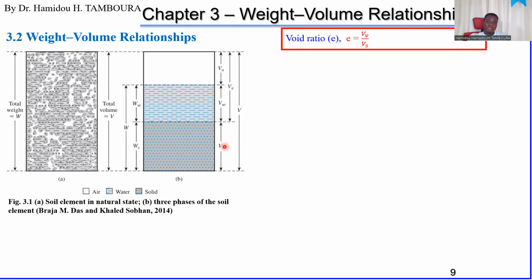Vv divided by Vs. This is void ratio. This will indicate how porous your soil, your ground is, the ratio between void and the soil. Please remember this formula forever. From now on, you should remember this formula. You should never forget it. Volume of void divided by volume of solid.